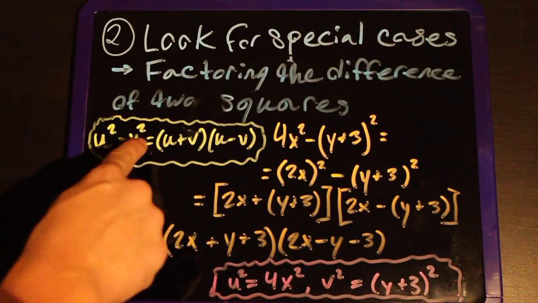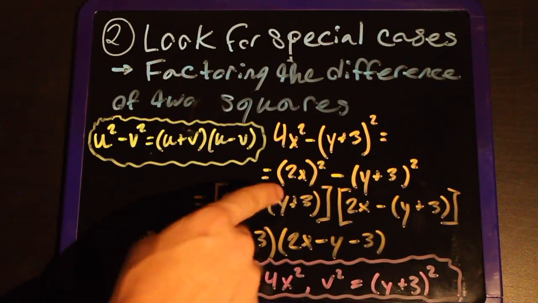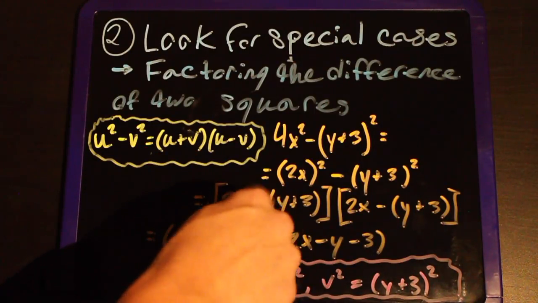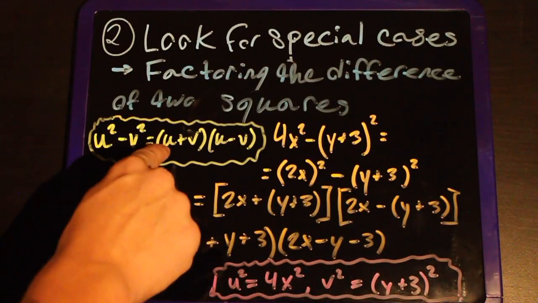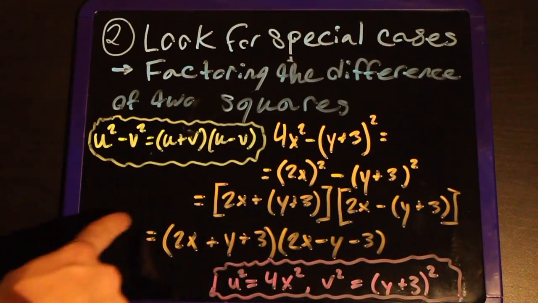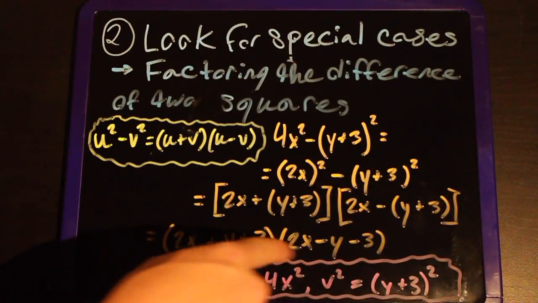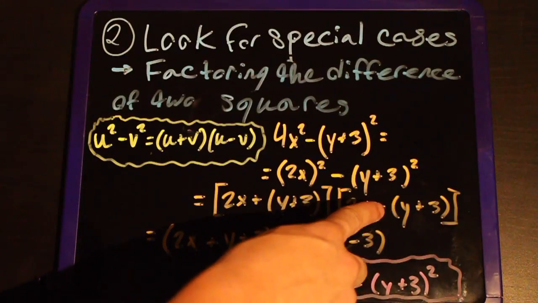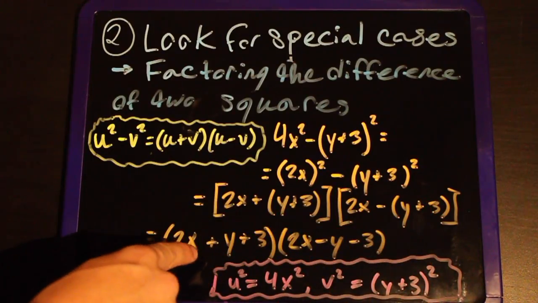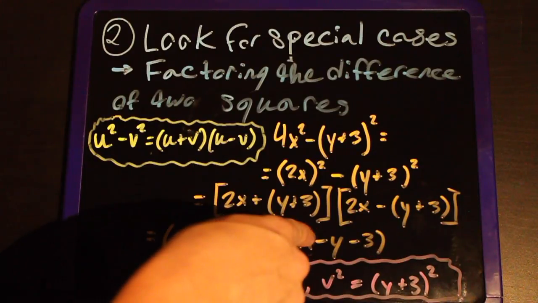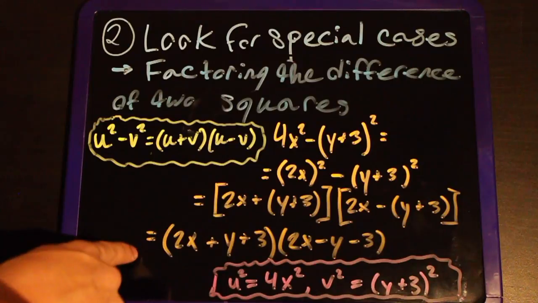Then we'll start by putting it into this format. We know that 2x is our u and y plus 3 is our v, so we'll plug in (2x plus (y plus 3)) and then (2x minus (y plus 3)) because we have u plus v, u minus v here. And then we're going to just go ahead and remove our brackets to simplify, and since we have a minus sign here, that's going to apply in here as well. So we'll have (2x plus y plus 3) times (2x minus y minus 3) for our fully factored example.